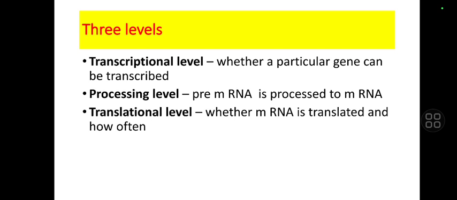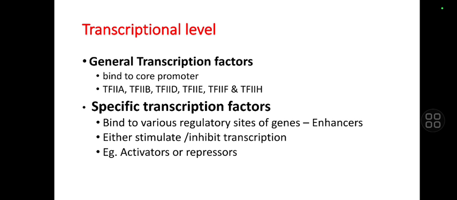And next is the translation level control. It is the mechanism which determines whether a particular mRNA is actually translated, and if so, how often and how long it is being translated. So these are the three levels of gene regulation in eukaryotes. We will see the first one, transcriptional level control.